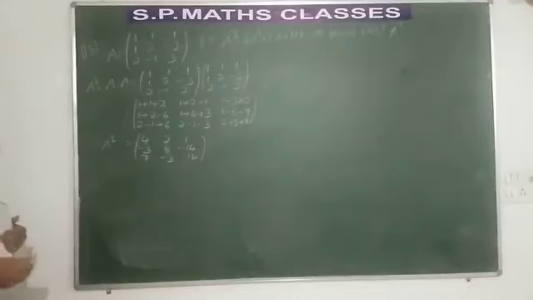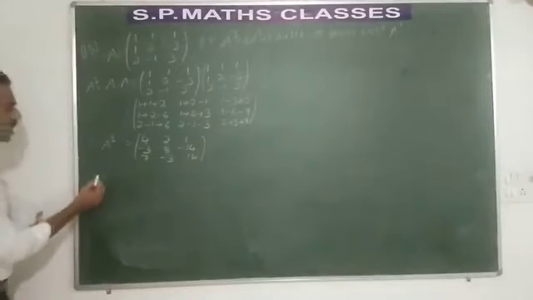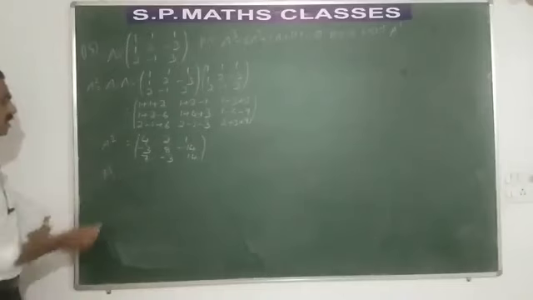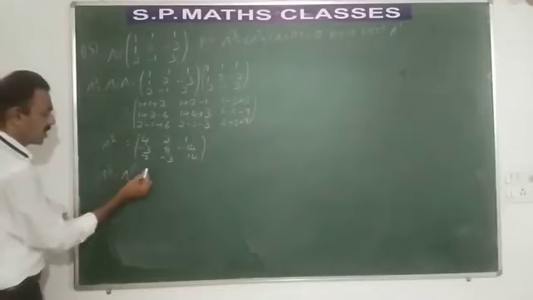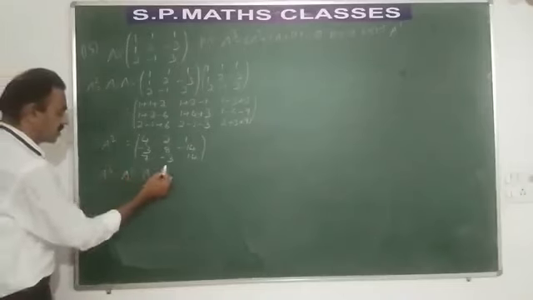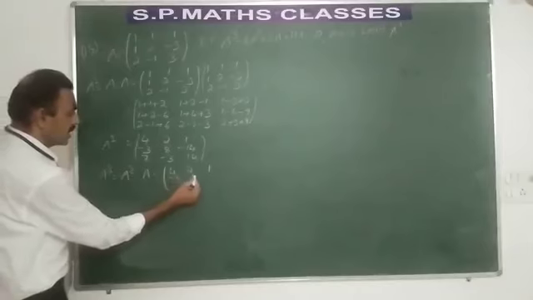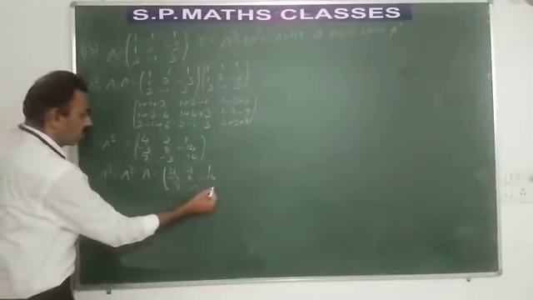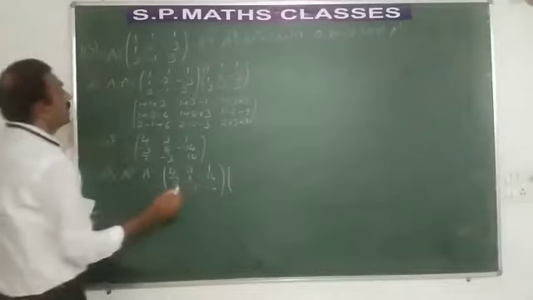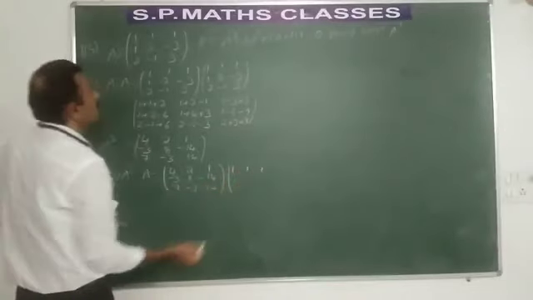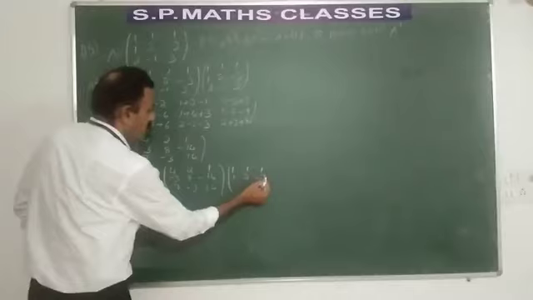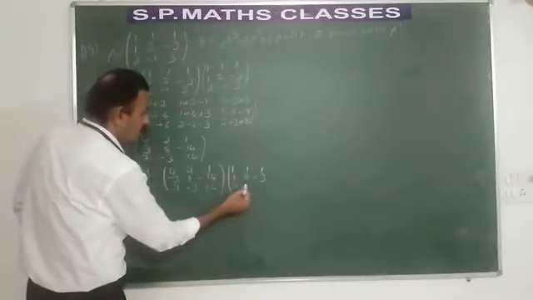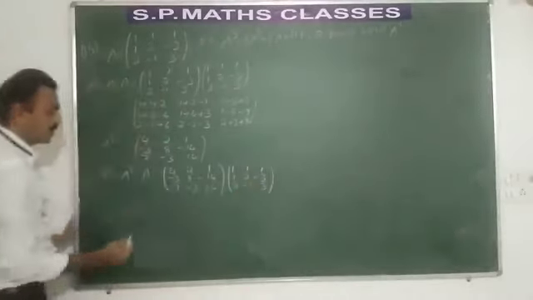Let us find out A cube. That is the important step now. What is A cube? A squared into A. What is A squared? 4, 2, 1. Minus 3, 8, minus 14. 7, minus 3, 14. This is what A squared is. What is A? Write down A: 1, 1, 1, 1, 2, minus 3, 2, minus 1, 3. Think you have understood this.